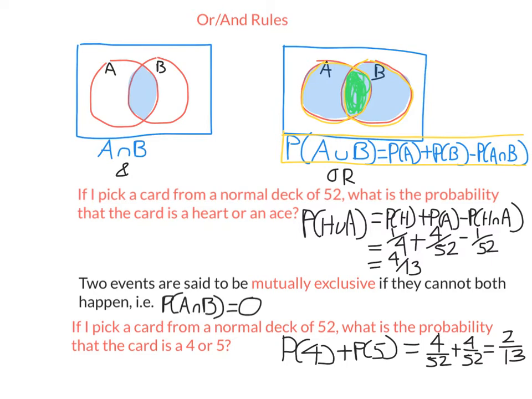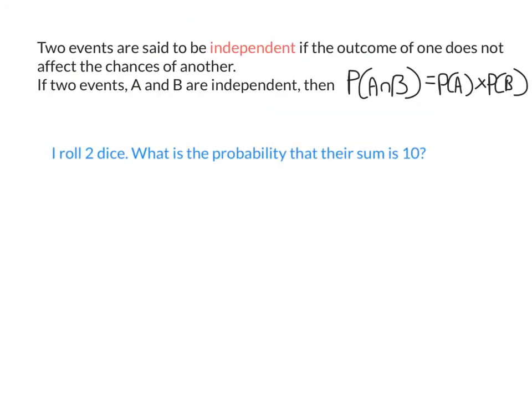Let's now look at the AND rule for probabilities. The OR rule tells us how to calculate the probability of A or B: the probability A happens, or B happens, or both happen. Here, we're looking at a rule for AND. We're looking for the probability of A and B, the probability both of them happen. Now, this rule that we're going to use only works if the two events are independent. Two events are independent if the outcome of one does not affect the chances of another.